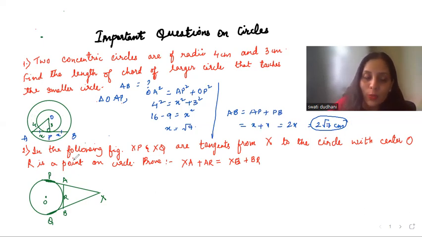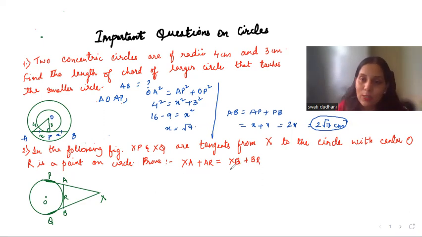So coming to the next question. In the following figure, XP and XQ are the tangents from X. So from X, you have two tangents, XP and XQ, to a circle with center O. Center is given. R is a point on a circle. Okay, it touches the circle. Prove that XA plus AR is equal to XB plus BR.